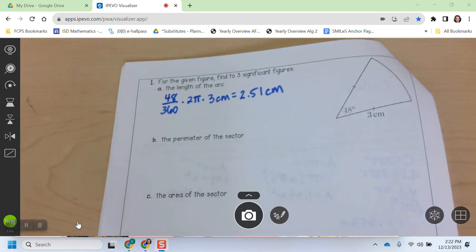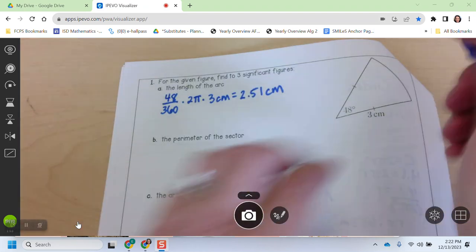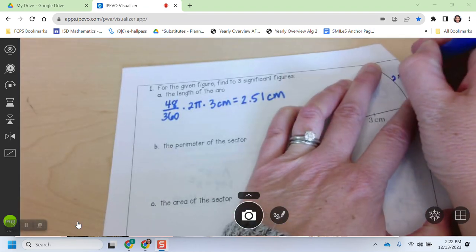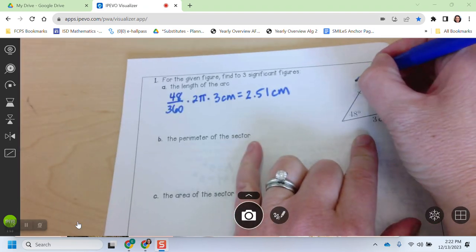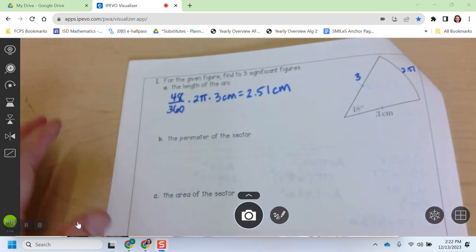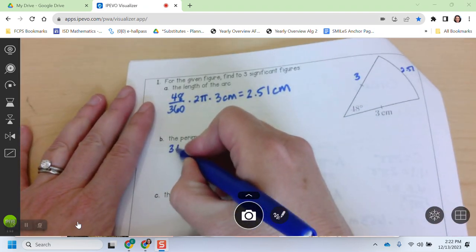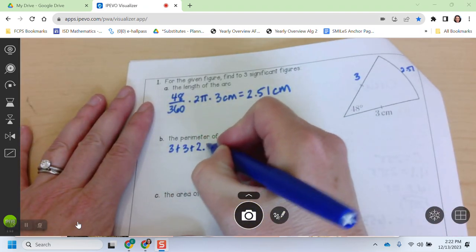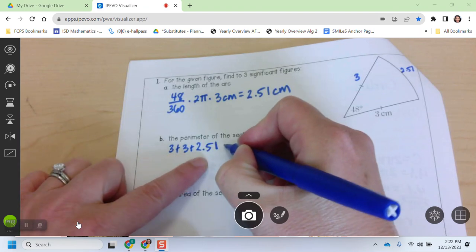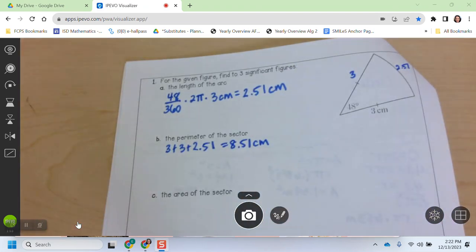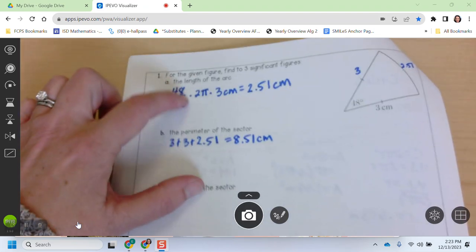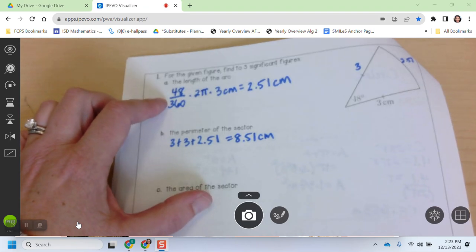To find the perimeter of the sector, we have to add up all the sides of that piece of pizza. So I know that this over here is 2.51. This one is 3, and this is marked congruent, so that would also be 3. So we just add them up. And that should give me 8.51 centimeters.